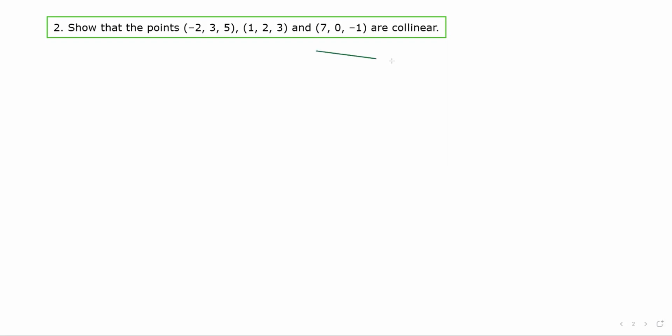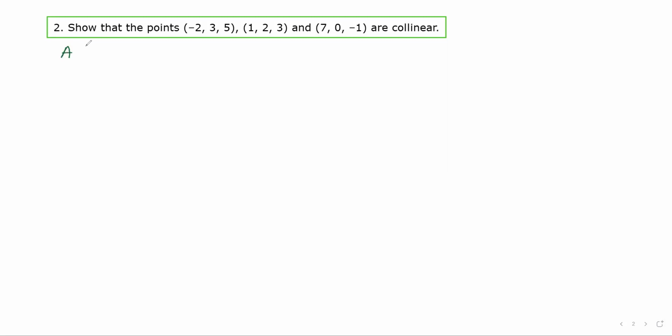Now, to show that 3 points are collinear, we know that collinear means all 3 points should lie on the same line. If you have 3 points, say A, B, and C, and they are lying on the same line or a line segment, then they are said to be collinear in nature. That means one and only one line passes through 3 distinct points in a plane. So for the time being, we'll assume these 3 points not to be collinear, and we'll find the distances between them.